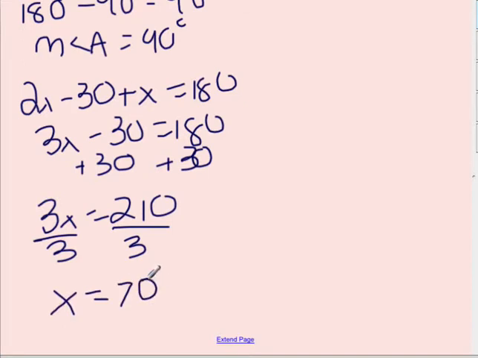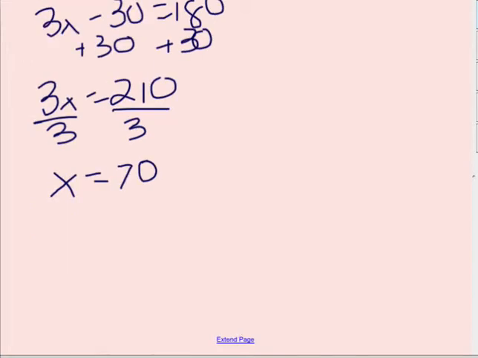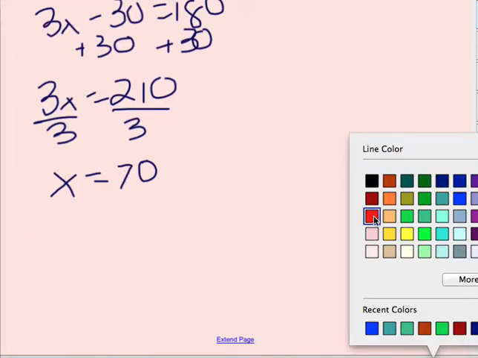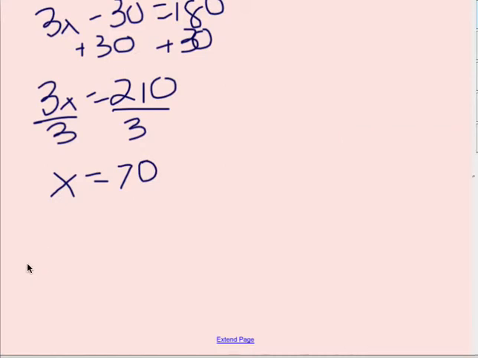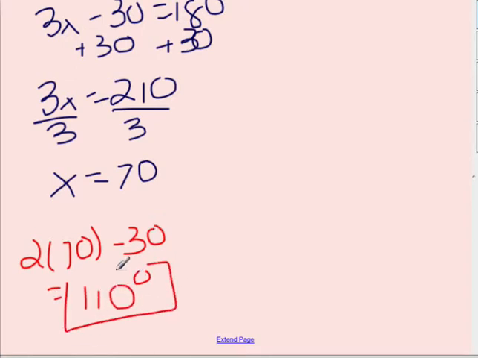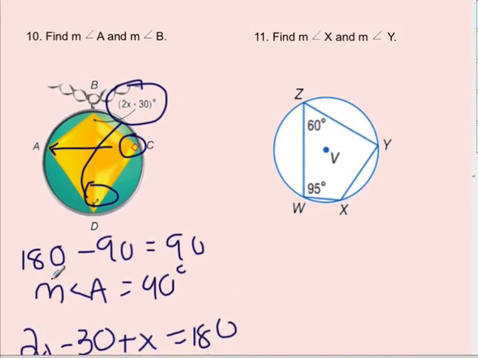So what I'm going to do to get the measure of angle B is I'm going to substitute that x out, and I'm going to put in that 70 instead. So I have 2 times 70 minus 30. When you plug that into your calculator, you end up getting 110 degrees for the measure of angle B.